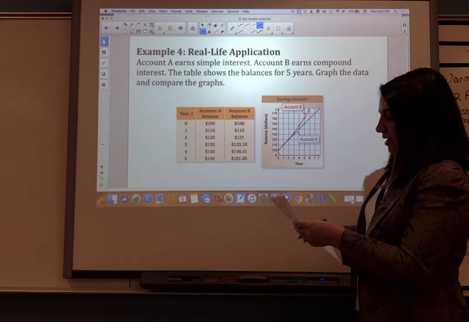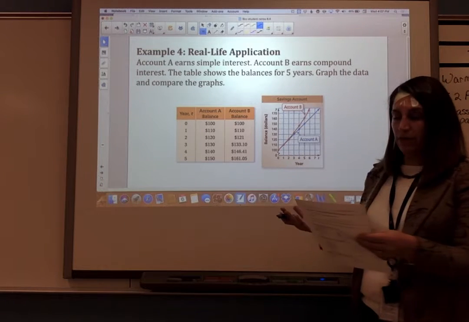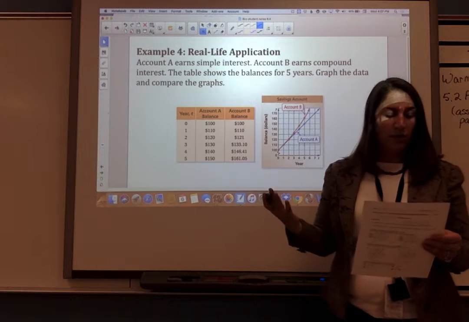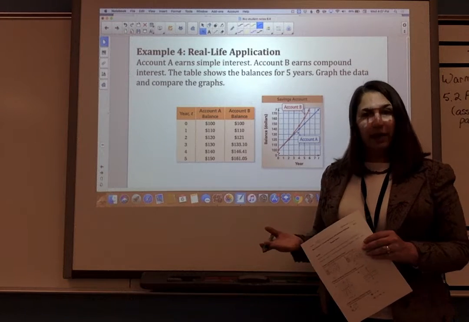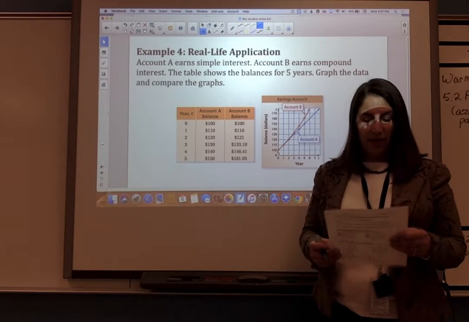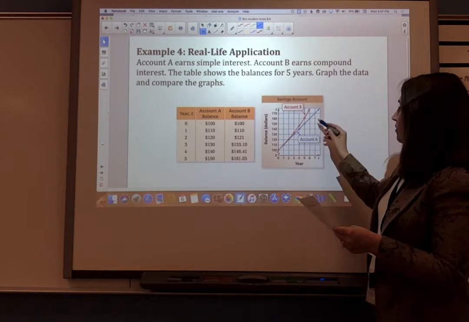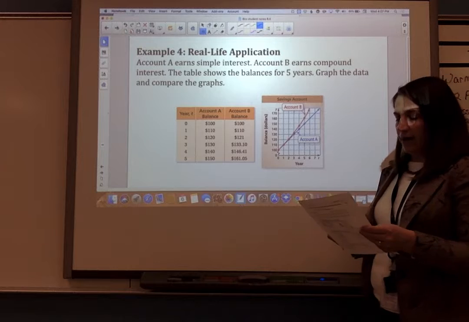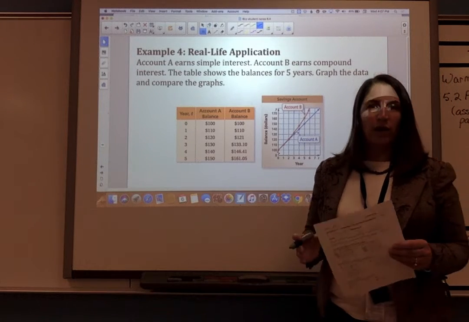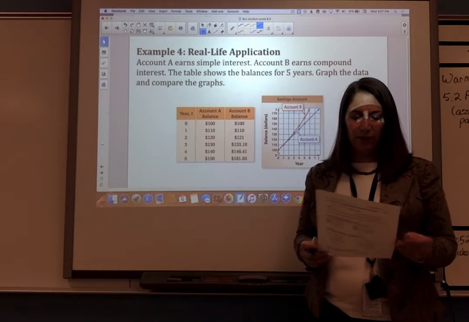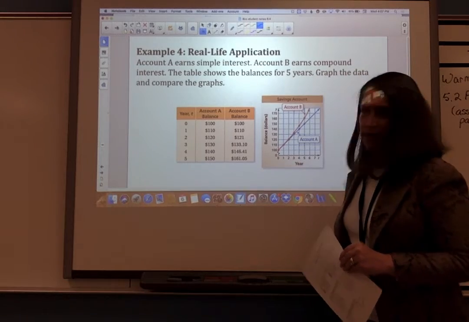So if we want to compare the graphs, we can say that both accounts show balances that are increasing. Account A increases the same amount each year, where account B has different amounts. So account A shows a linear function, account B has a nonlinear function.